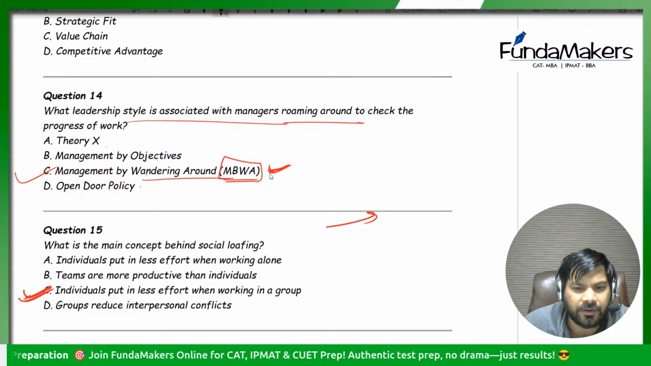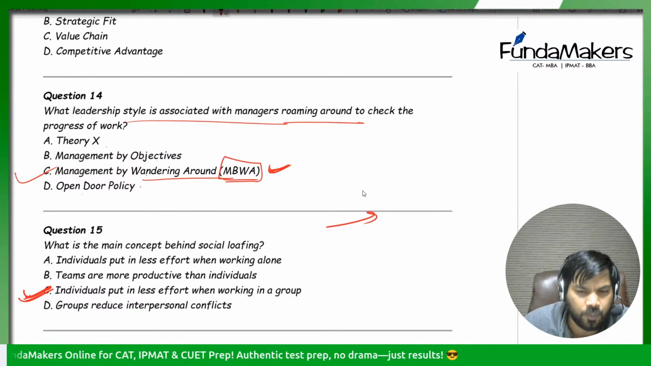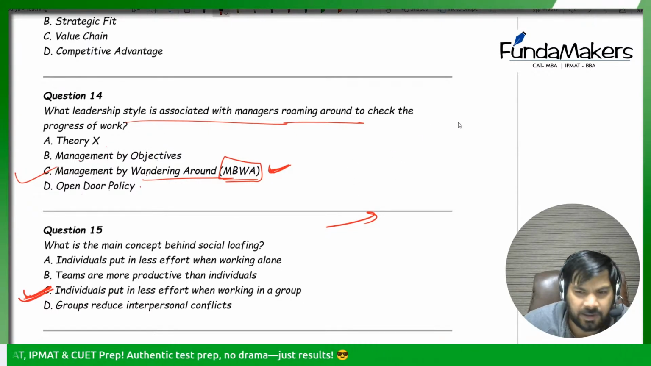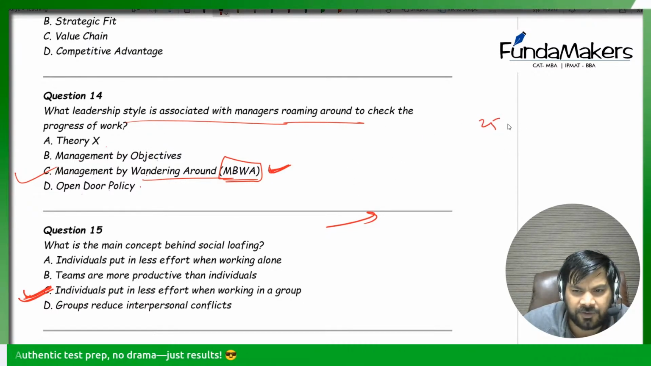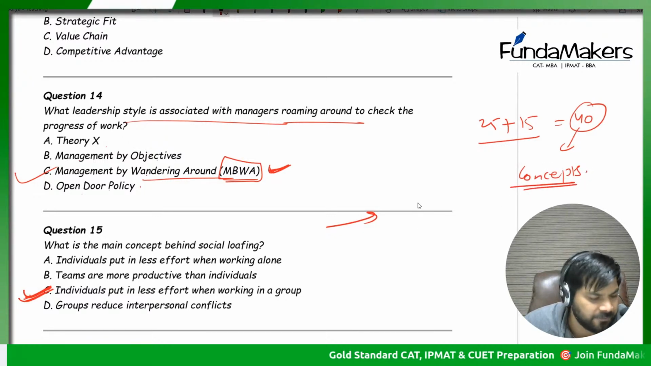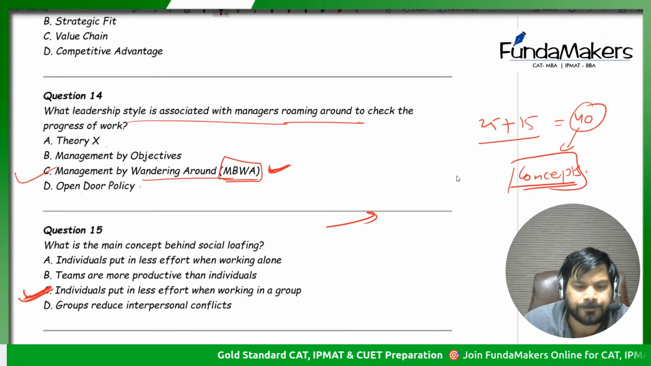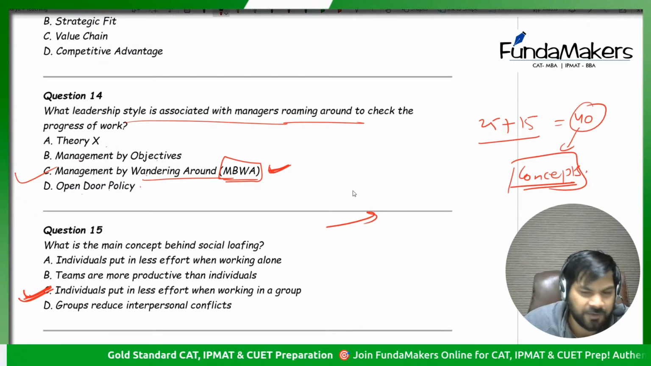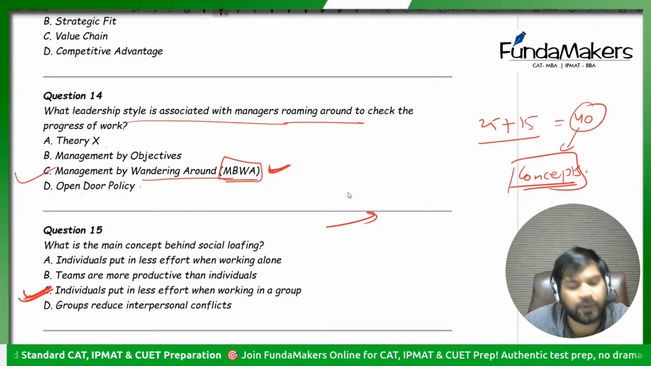C, right? So these were another 15 questions which we did in the class. So we did 25 questions in the first round and we did 15 questions in the second round. Overall, we did 40 questions. And trust me, these 40 questions would have given you 40 concepts, right? 40 concepts. Now, we have another set of 25 questions.